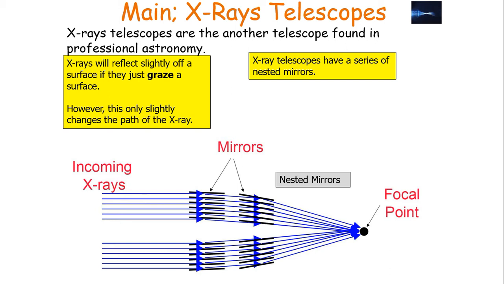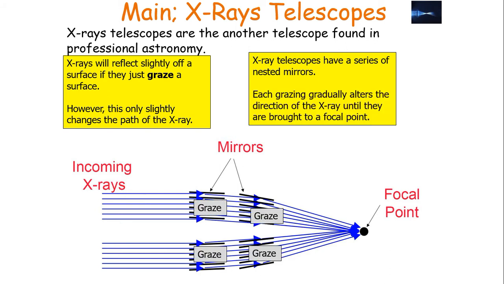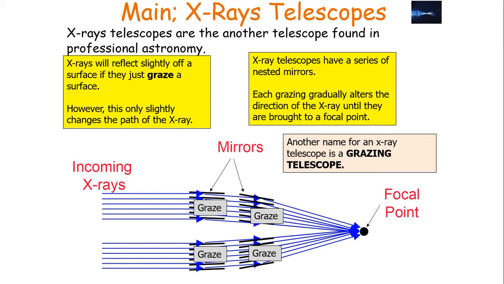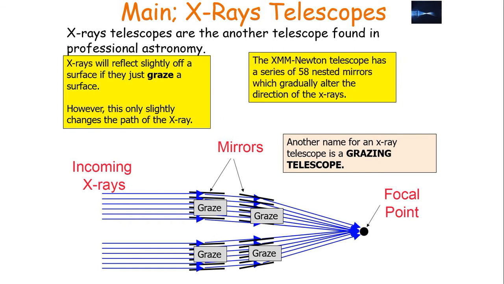So what we do is the X-ray telescopes have a series of nested mirrors, and what these nested mirrors do is they slightly graze and graze and graze the X-rays, changing the path slightly, so over a long period of time the X-ray is gradually brought to a focal point. So each grazing gradually alters the direction of the X-ray until they're all brought to a focal point. So another name for an X-ray telescope is a grazing telescope.